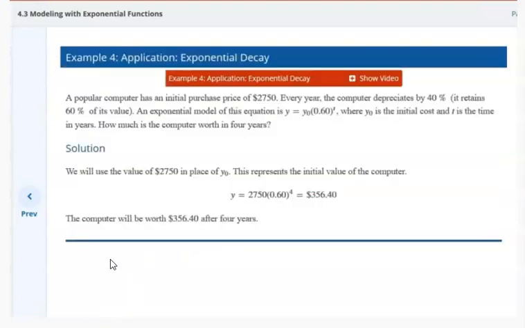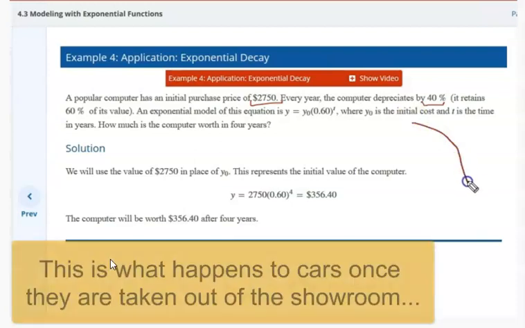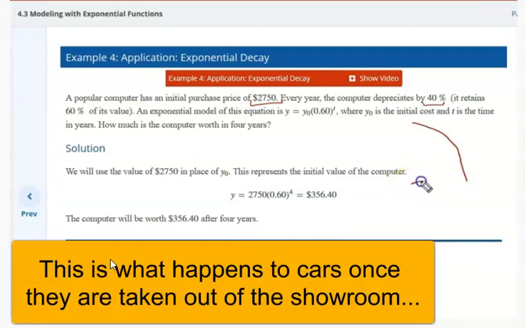In example 4, they're talking about a computer that was purchased originally for this amount, but there is depreciation by 40%. Then it would retain only 60% of its value. And if this goes on for a period of time, you can see the curve will start to look like this. So instead of looking like that, this shows depreciation.